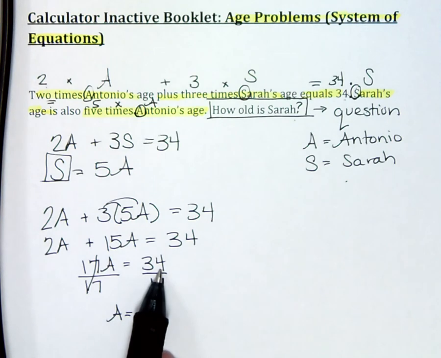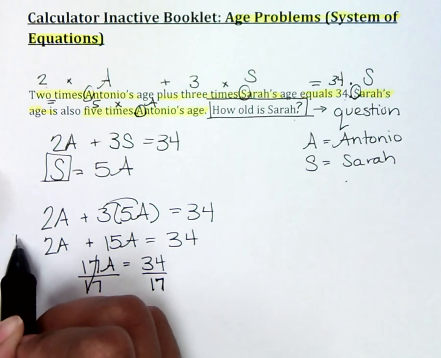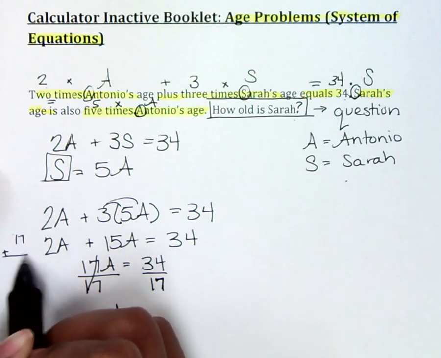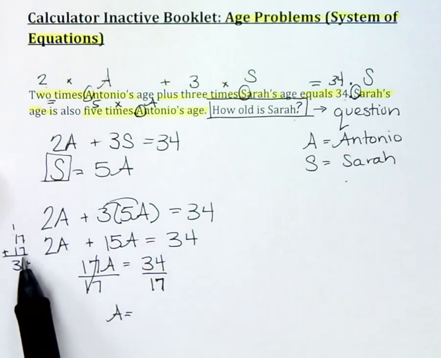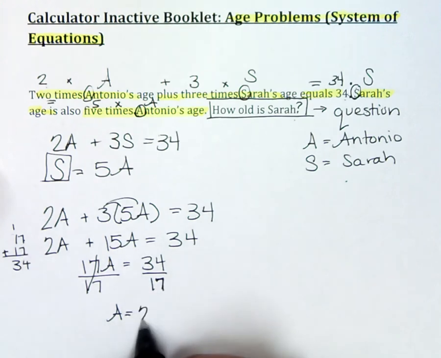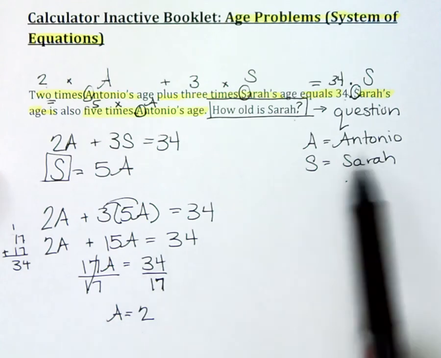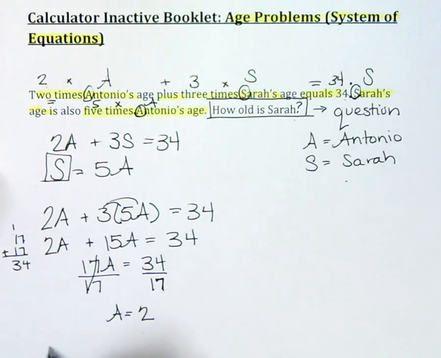And let's see, I'm not sure how to divide 34 by 17. So what I could do is I could add 17 2 times and see what I get. So I'm going to do that right off to the side here. 7 plus 7 is 14, carry the 1, 34. So since I wasn't sure how to divide, I just added 17 2 times and automatically got 34. So I know 34 divided by 17 is 2. A equals 2. What does A stand for? I can go back here to my key and I can see A is Antonio. So Antonio's age is 2.